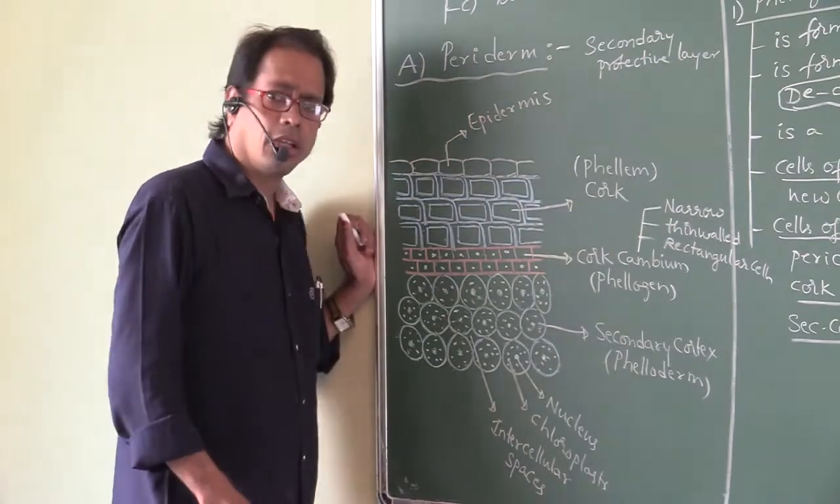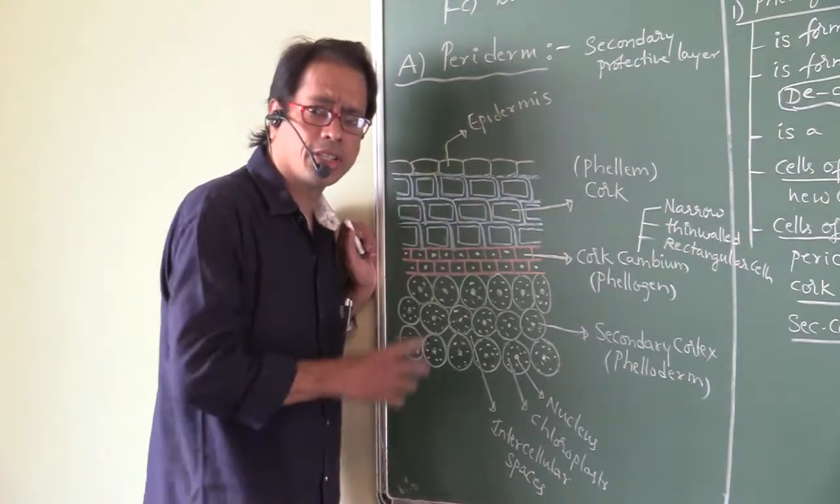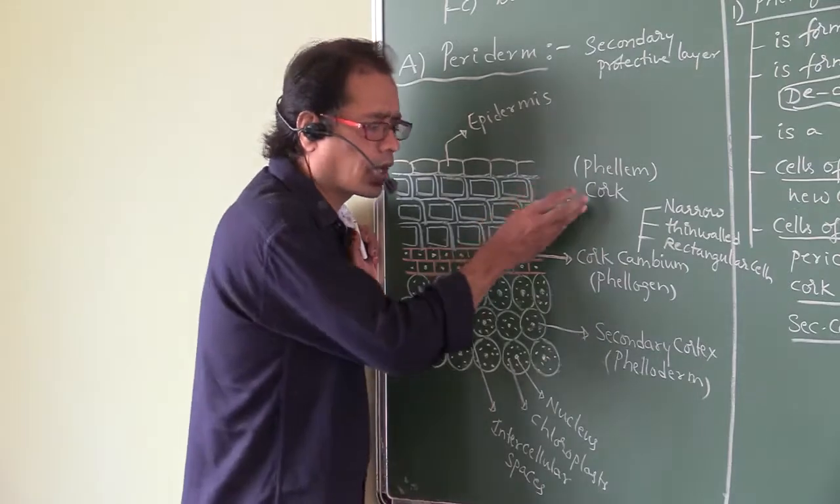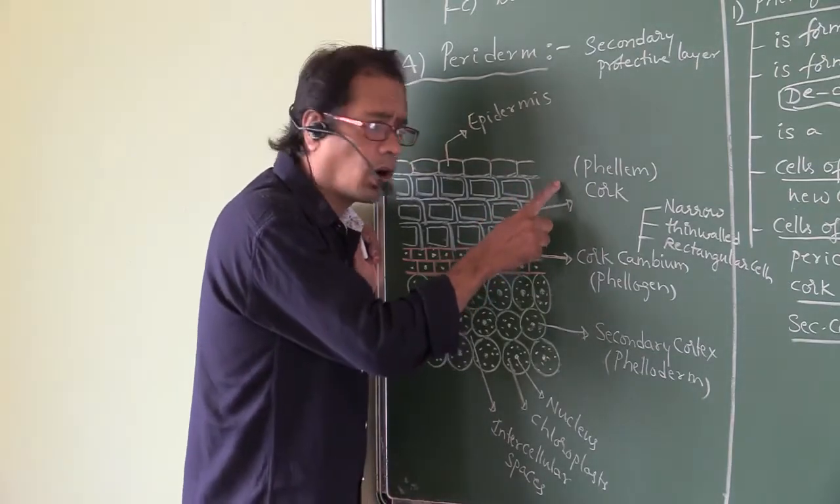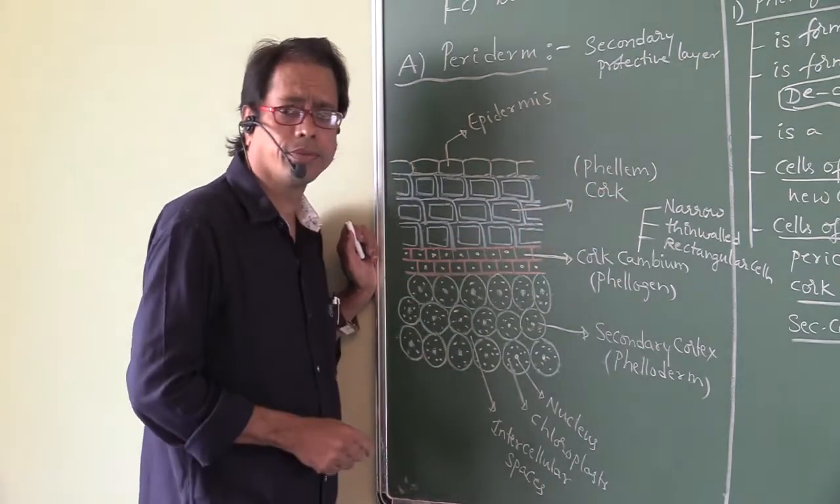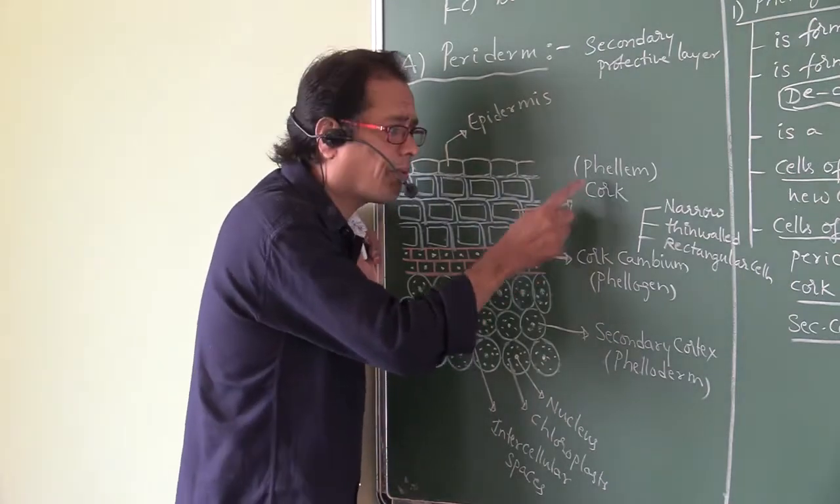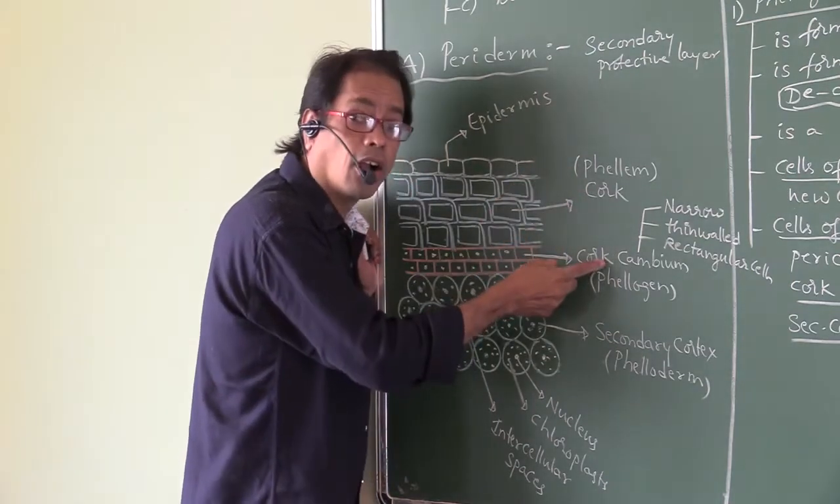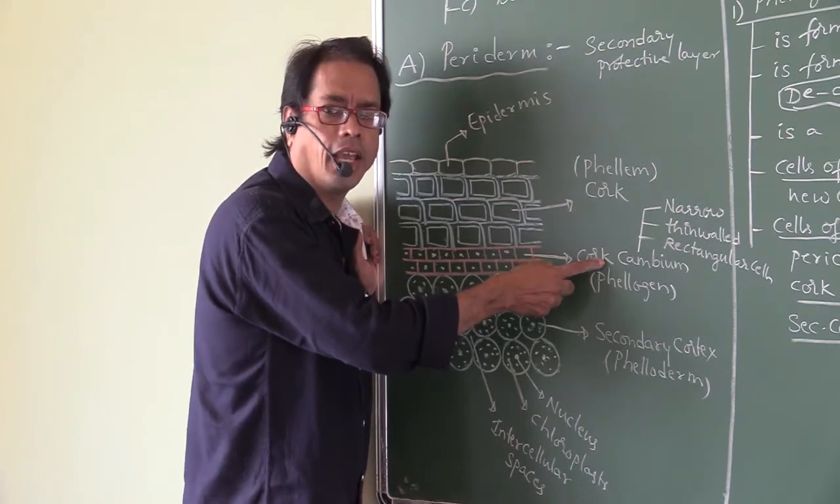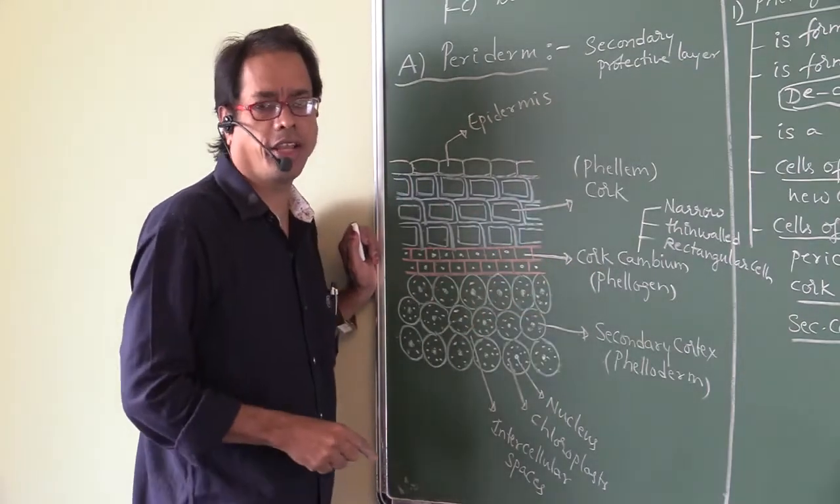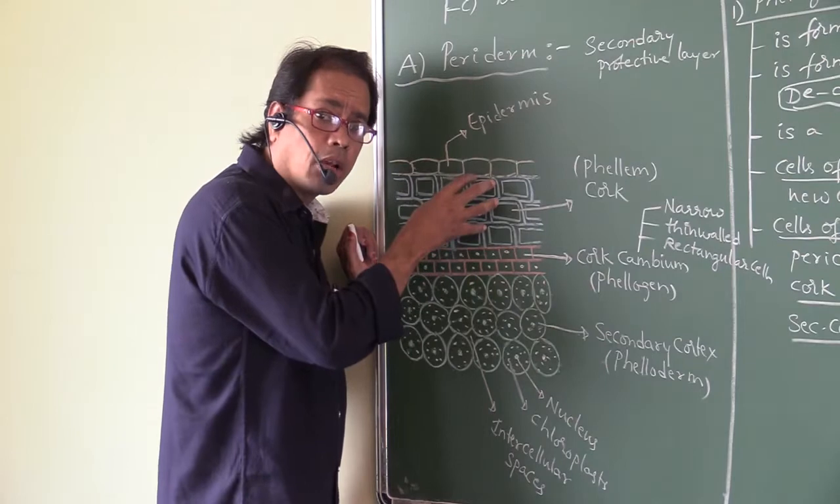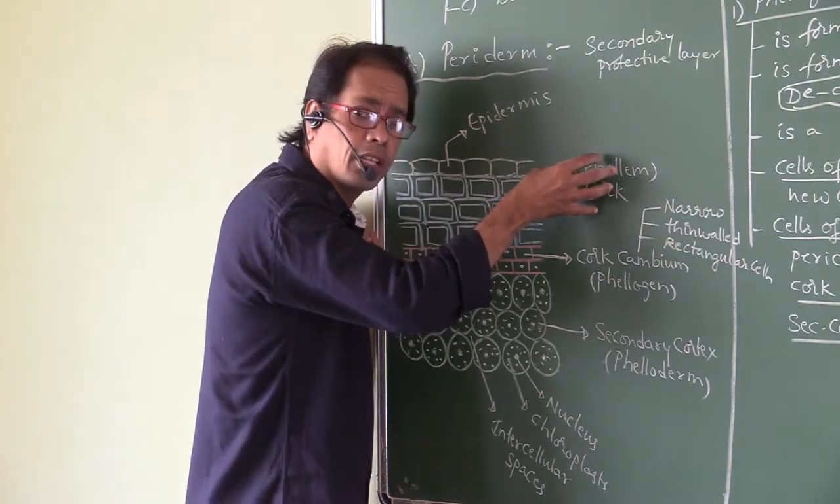What are the characteristics of cork? Cork tissue is also called phellem. Cork tissue or phellem is formed from cork cambium by redifferentiation, RD. The outermost layer of periderm is cork.